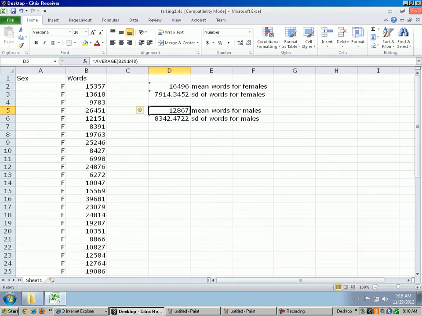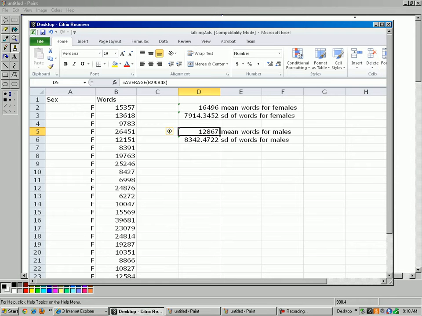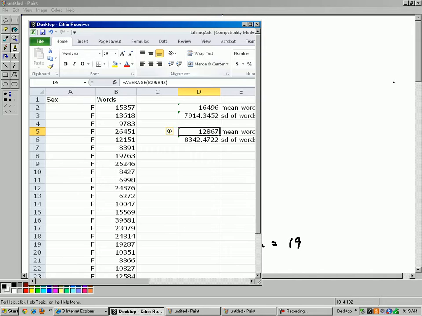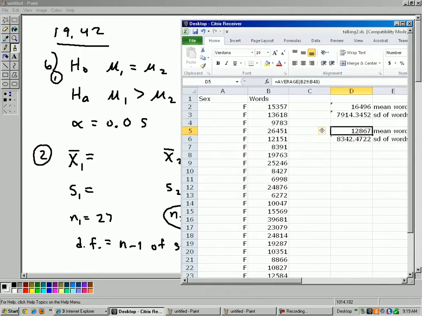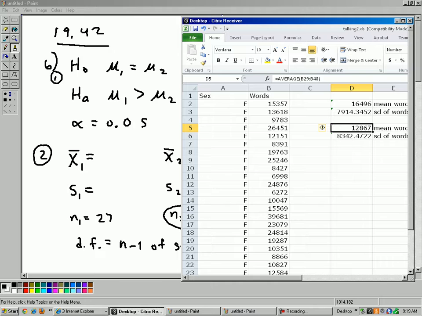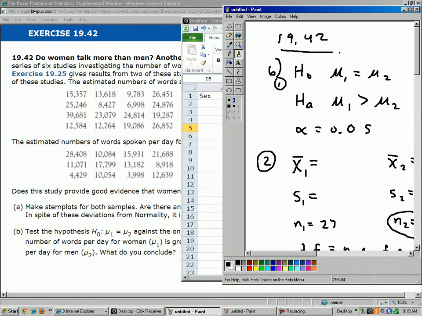Okay, so let's copy those numbers down onto our worksheet here. So let's go. Here, I think I can get both on the same screen. Let's see if I can do this here.